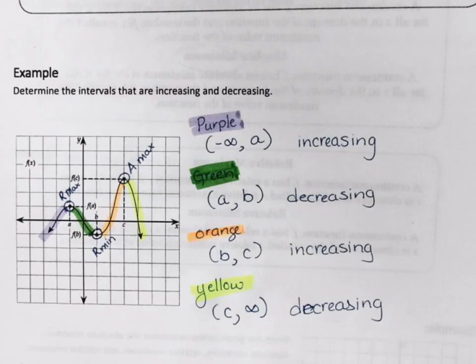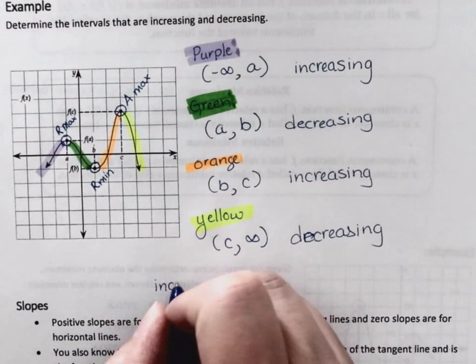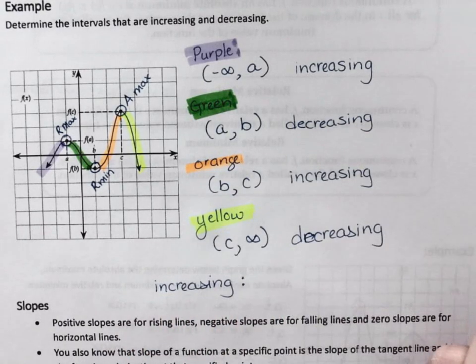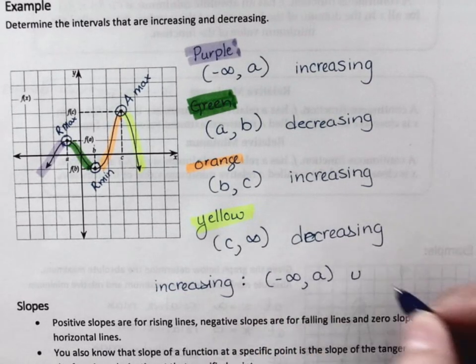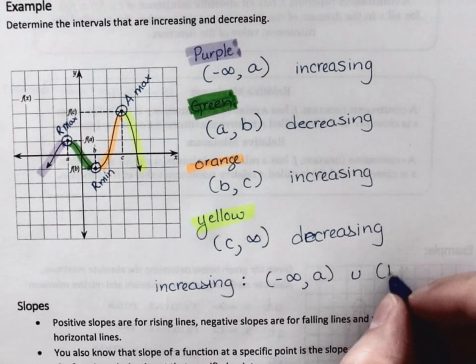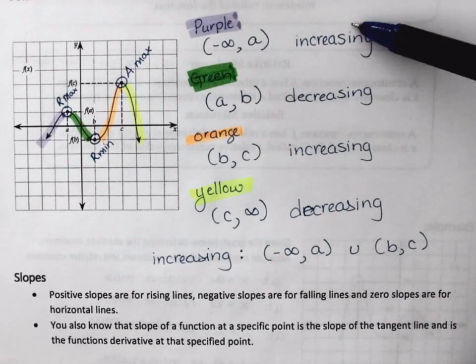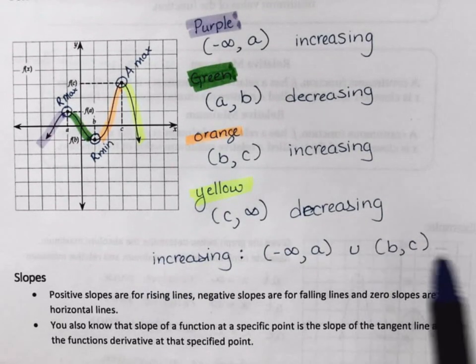You could break it down like this, so that it is broken down into these points, but oftentimes you'll see it written as a single statement. Increasing happens from negative infinity to A in unison with B to C. So it can be written like this.